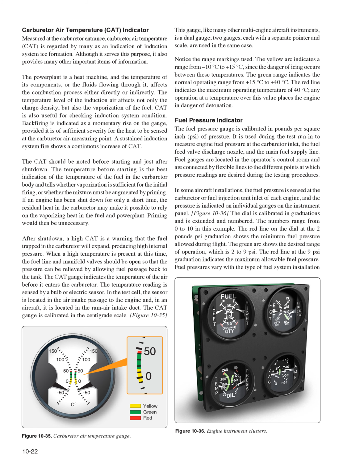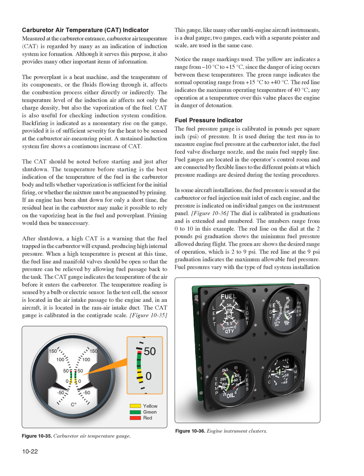Figure 1035: this gauge, like many other multi-engine aircraft instruments, is a dual gauge. 2 gauges, each with a separate pointer and scale, are used in the same case. Notice the range markings used. The yellow arc indicates a range from -10 degrees Celsius to +15 degrees Celsius, since the danger of icing occurs between these temperatures. The green range indicates the normal operating range from +15 degrees Celsius to +40 degrees Celsius. The red line indicates the maximum operating temperature of 40 degrees Celsius. Any operation at a temperature over this value places the engine in danger of detonation.